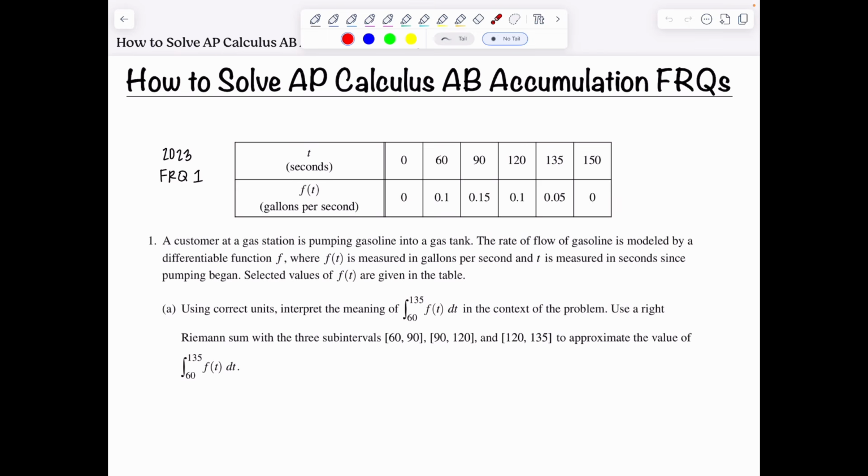It says a customer at a gas station is pumping gasoline into a gas tank. The rate of flow of gasoline is modeled by a differentiable function f, where f of t is measured in gallons per second, those are the units, and t is measured in seconds since pumping began. Selected values of f of t are given in the table. So we don't have an actual equation, right? We don't know what f of t is equal to explicitly.